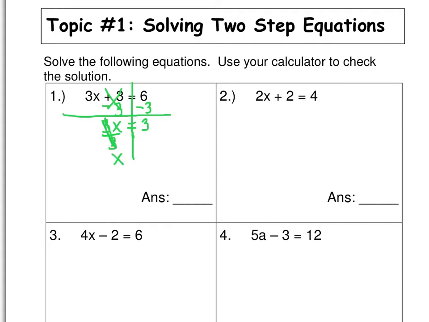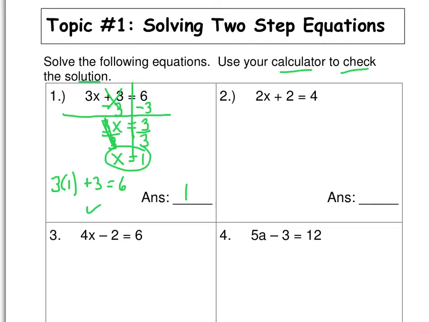Well, whatever I do to one side, I have to do to the other. So 3 divided by 3, that equals 1. So my answer is x equals 1. And I can check this by substituting what I found as my answer into the original equation. So I would do 3 times 1 plus 3. Does that give me 6? And yes, it does, so it checks. This says up here, use your calculator to check, and you can also do that as well.